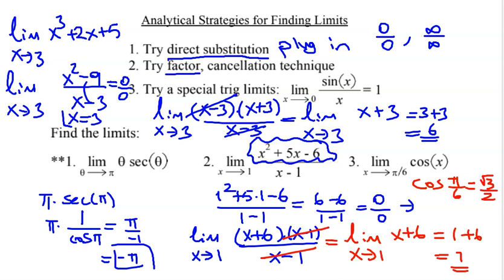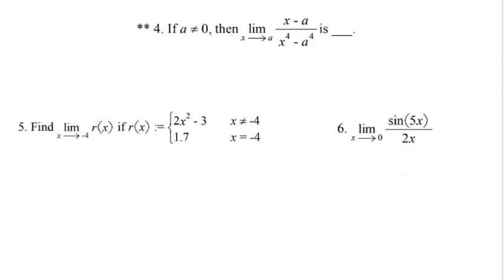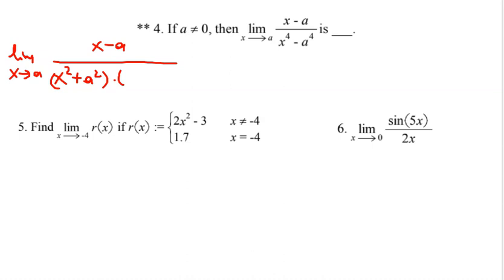All right, let's move on to the next problems. In question 4, it says if a is different than 0, then limit x approaches a of x minus a over x to the fourth minus a to the fourth. So basically, using my Algebra 1 and Algebra 2 skills, I can factor this denominator using the difference of squares. So let's do that. Limit x approaches a, x minus a over x squared plus a squared times x squared minus a squared.